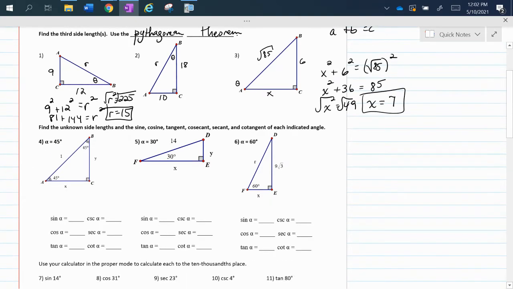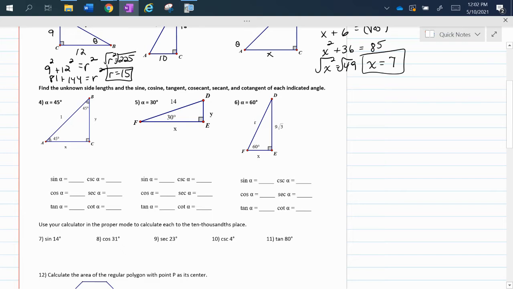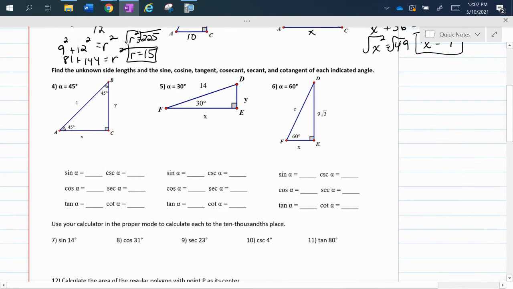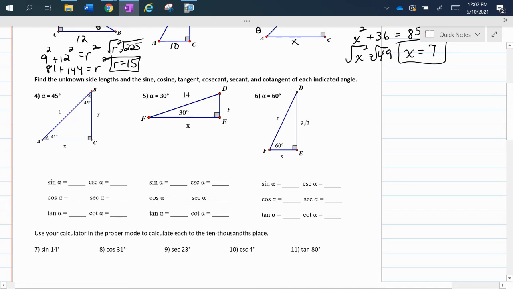Okay, so if we are looking at our special triangles, our 45, 45, 90 triangle, which we have in number 4, and our 30, 60, 90 triangle, which we have in number 5 and 6, then we can find the unknown side lengths and then find the sine, the cosine, the tangent, and also the other 3 trig ratios, which are the cosecant, the secant, and the cotangent. So we'll have to review that. Let's start with remembering the ratio of the sides of the 45, 45, 90 triangle.